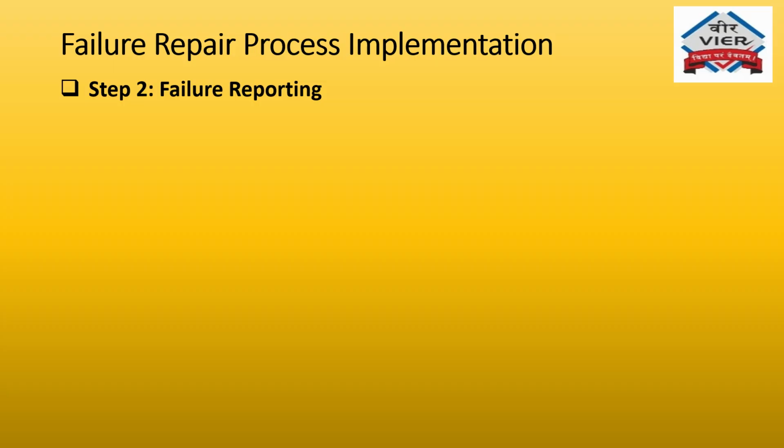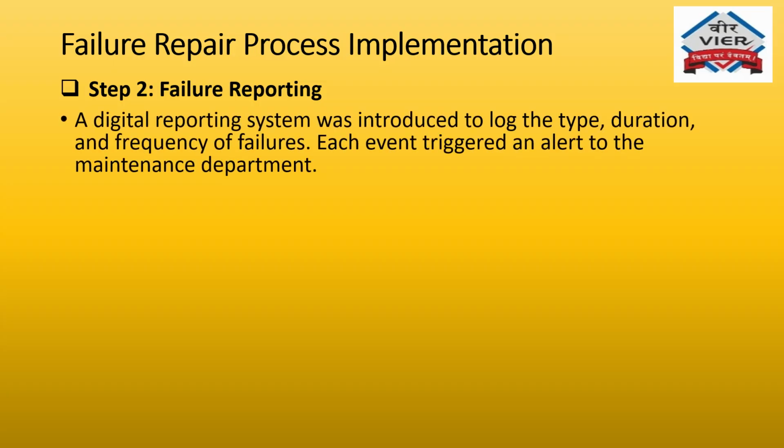Step 2 is failure reporting. A digital reporting system was introduced to log the type, duration, and frequency of failures. Each event triggered an alert to the maintenance department. Step 3 is root cause analysis, which is a very important step.